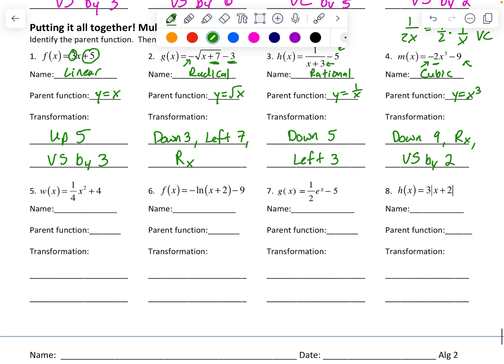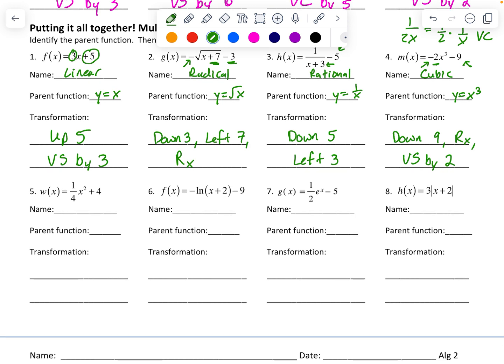All right, we've got a couple more. 5, x squared is a quadratic. So y equals x squared. Plus 4 outside of the x is going to be an up 4. And a 1/4 in front of it is going to be a vertical compression by 1/4.